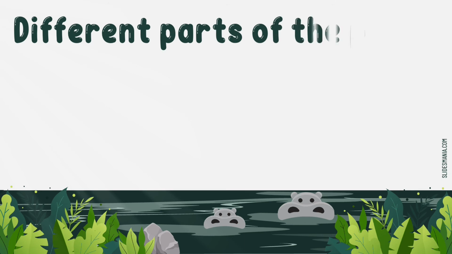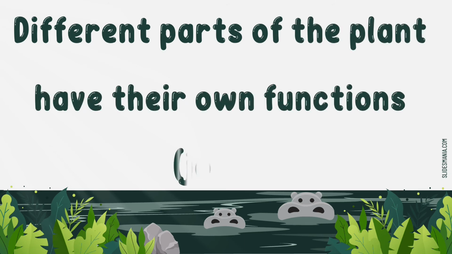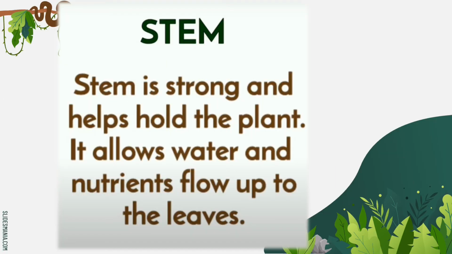Now, different parts of the plant have their own functions. Function means the jobs. Each of them have their own jobs to do. What does stem do? Stem is strong and helps to hold the plant, so that it will not fall down. It allows the water and nutrients to flow up to the leaves. So this is the duty of the stem. It holds the plant in place and also it helps the water and nutrients to go up to the leaves.